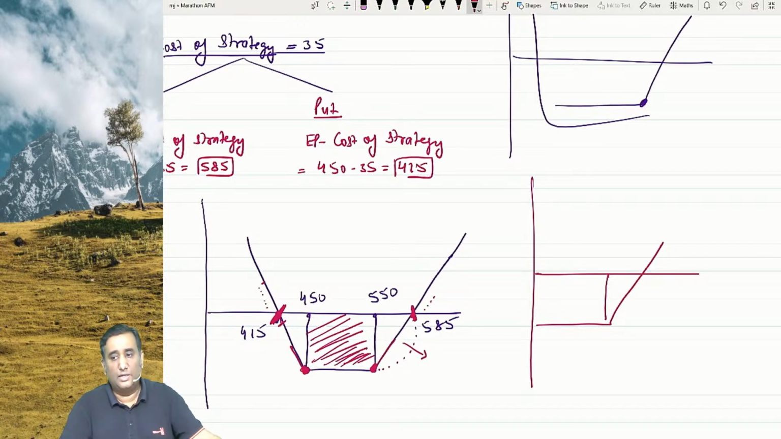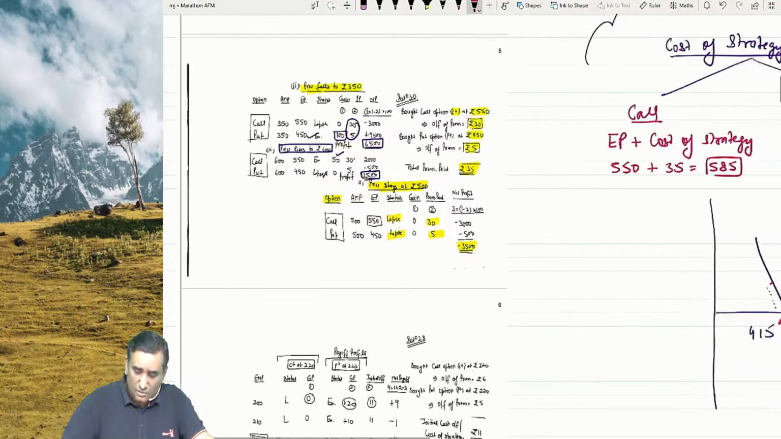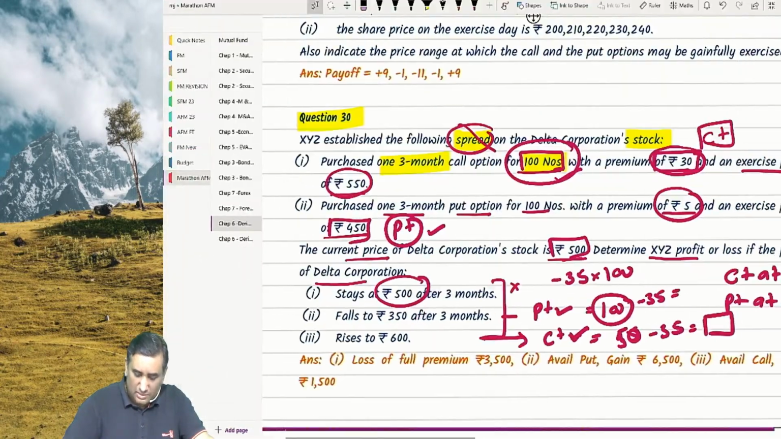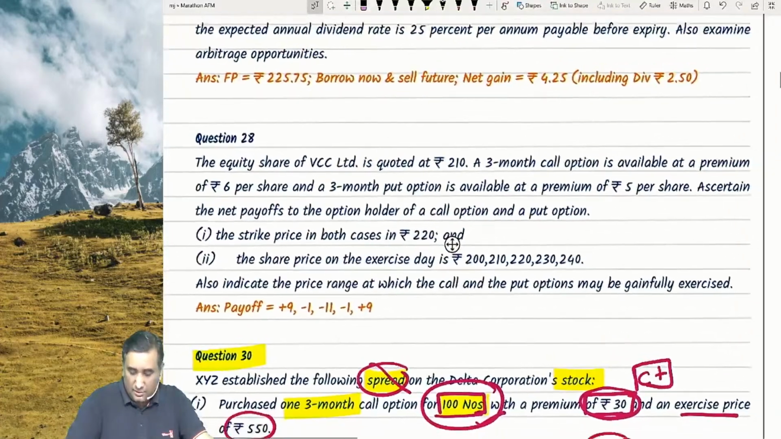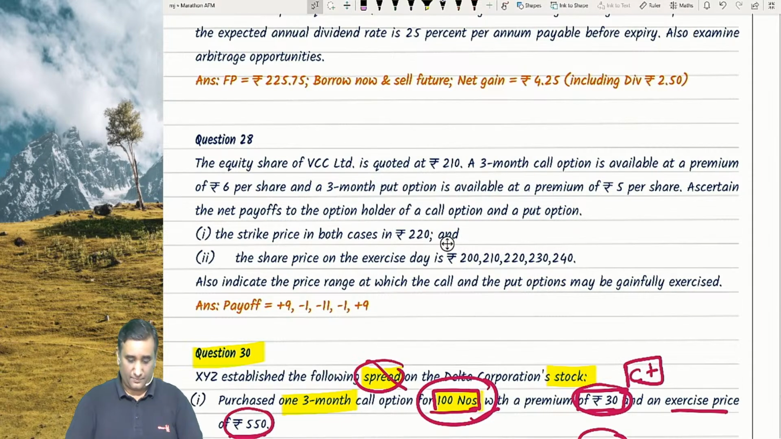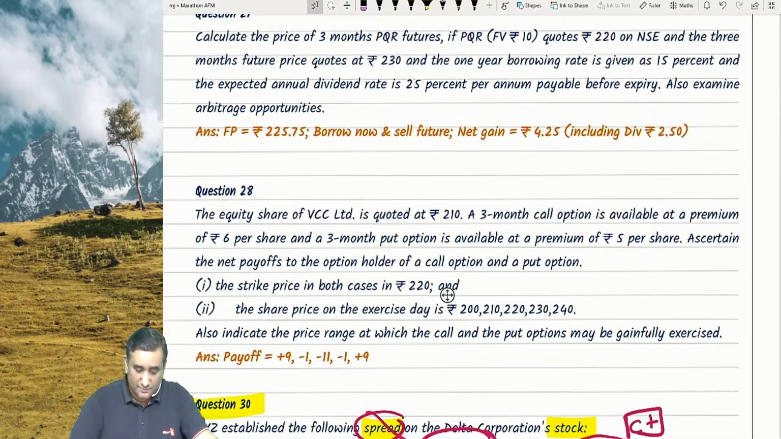Now let me go to the next question we have. Number 28. Look at question number 28 once. How to do in the exam? This is the perfect question to learn how to solve questions in the exam. Let me read out the question with you first.